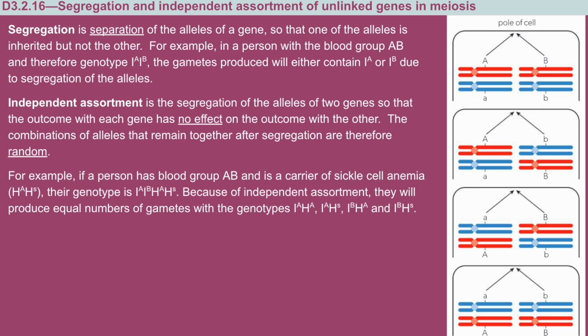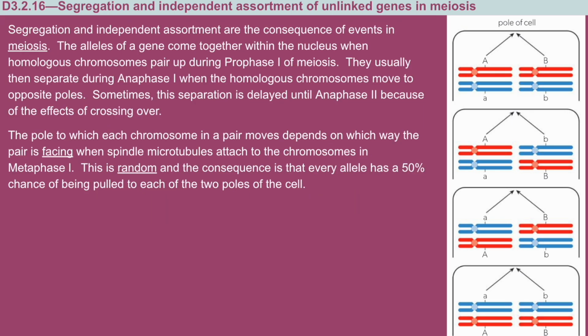Segregation is separation of alleles in the gene so that one allele is inherited but not the other. Independent assortment is the segregation of the alleles on those two genes, so the outcome with each gene has no effect on the other. It is a 100% 50-50 chance of which of those alleles gets passed on to the offspring.